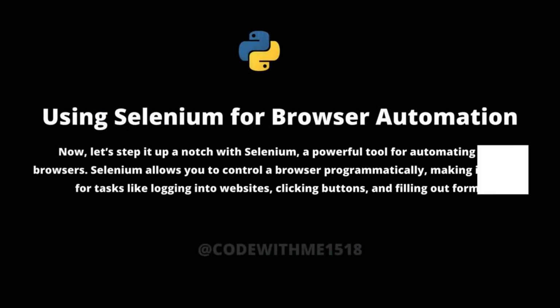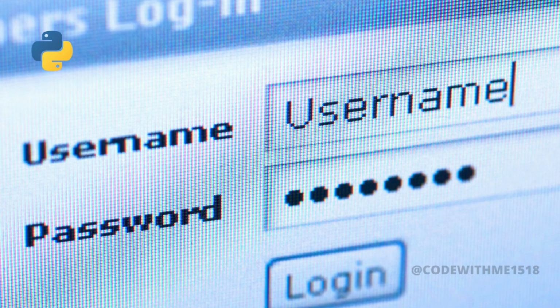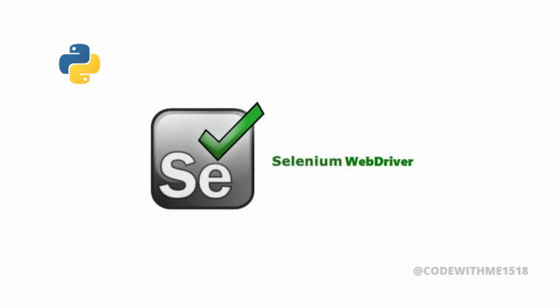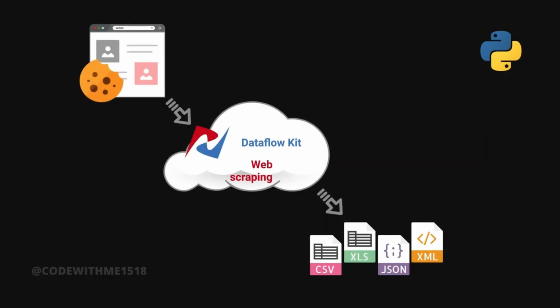Now, let's step it up a notch with Selenium, a powerful tool for automating web browsers. Selenium allows you to control a browser programmatically, making it perfect for tasks like logging into websites, clicking buttons, and filling out forms. Let's use Selenium to automate a simple task, like logging into a website and scraping some data from a logged-in page.